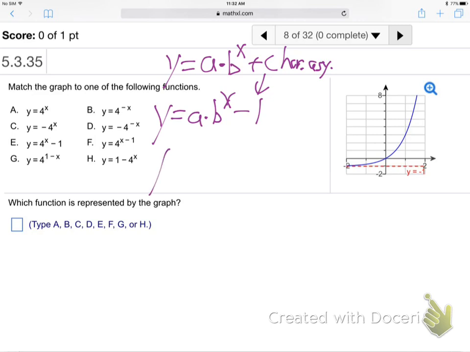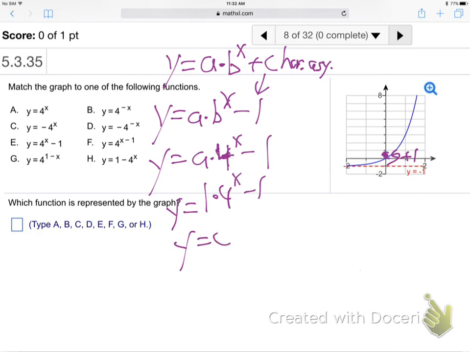The B is obviously 4. They're all base 4, all the options, so I'll just stick in the 4 right now. So now what's the A? The A is how far above the horizontal the graph hits. It hits right there. How far above the horizontal is that? 1. That's up plus 1, so the A is 1.